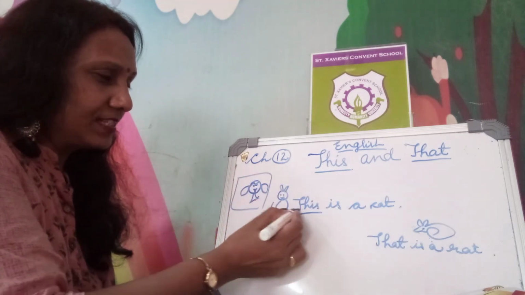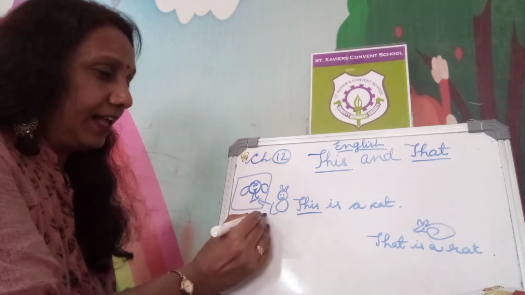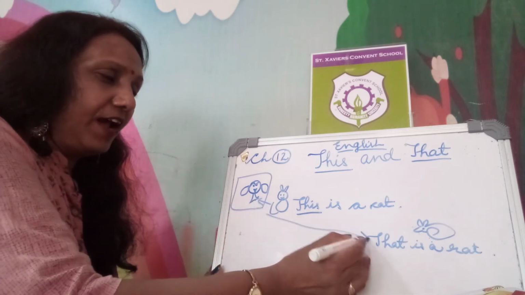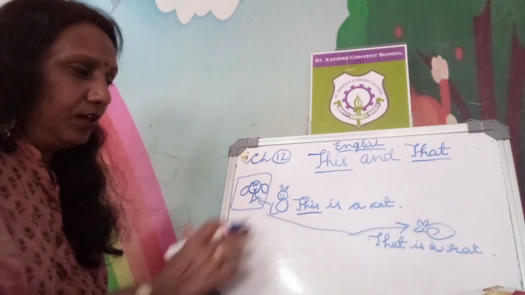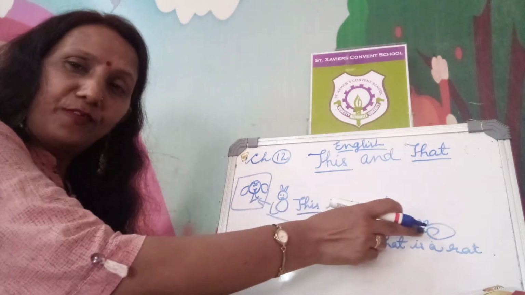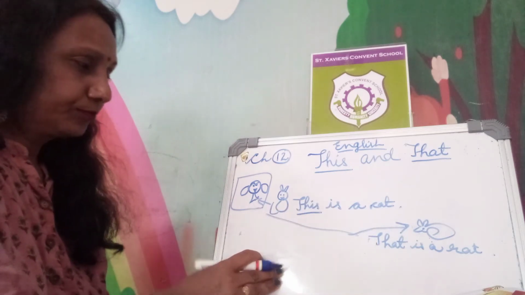Okay, so this is a cat. Cat is near to the girl. And that is a rat. That rat is far from the girl. So this is for near, that is for far. Got it?